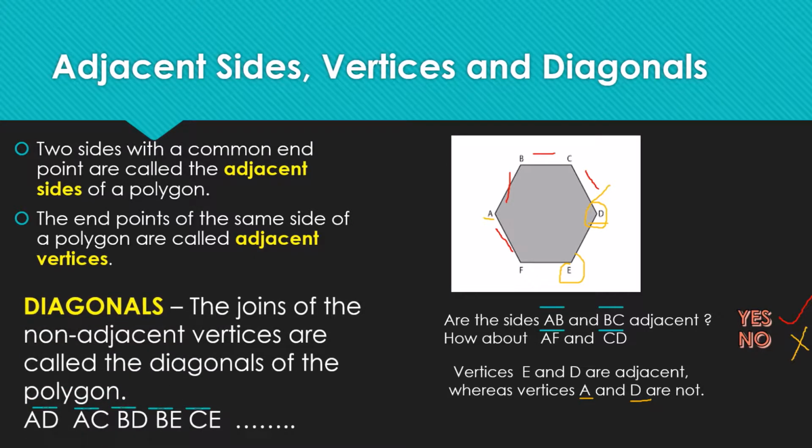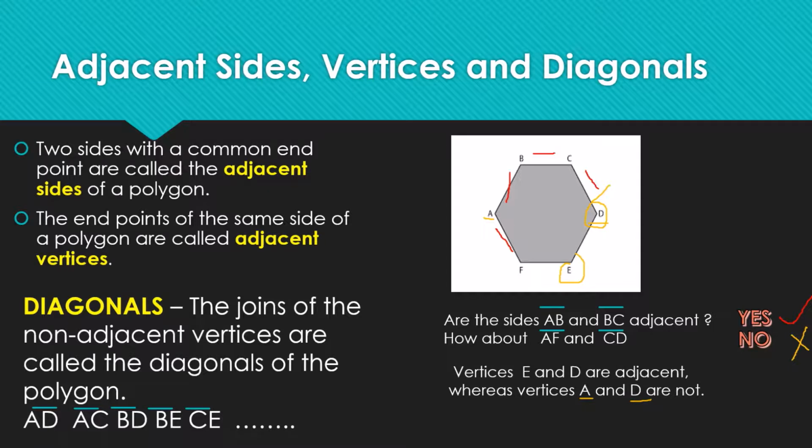Now, from these adjacent vertices and adjacent sides, we come up with a new term, diagonal. Consider the pairs of vertices which are not adjacent. So find out which vertices are not adjacent. The joins of these vertices are called the diagonals of the polygon.